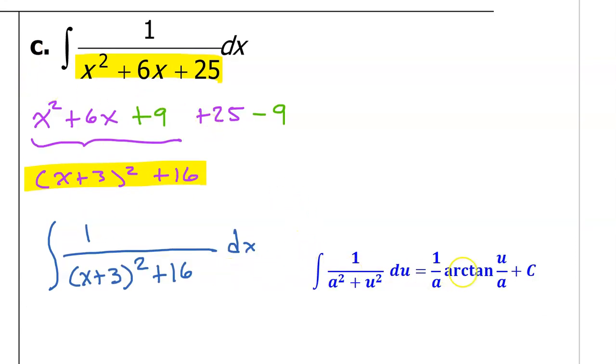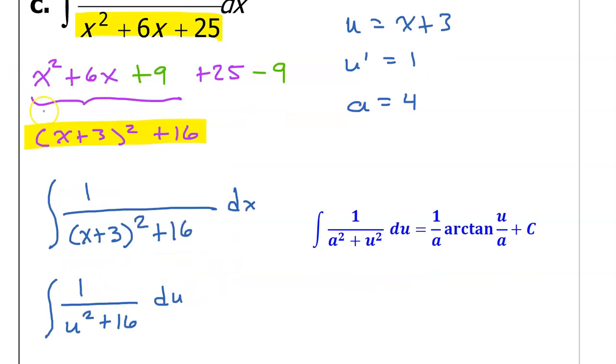This integral matches the arctangent rule, where the u value is x plus 3, which means that u prime is just 1, and the a value is 4, the square root of 16. Let's go ahead and do that substitution. Normally I would say let's replace dx with du over u prime, but u prime is just 1. So there you go. Now we can use the arctangent rule to integrate.